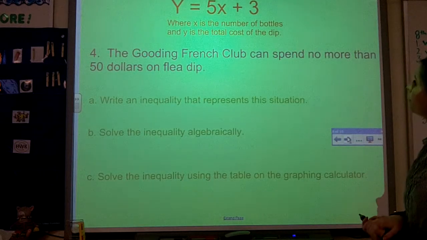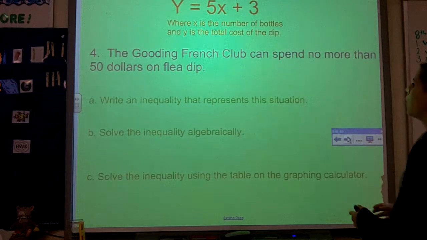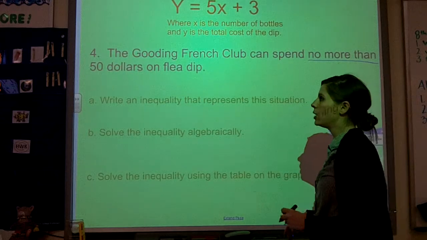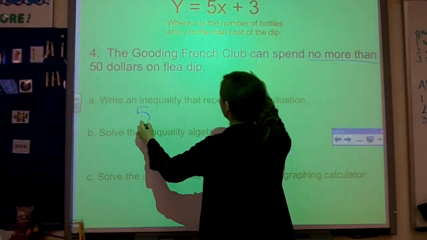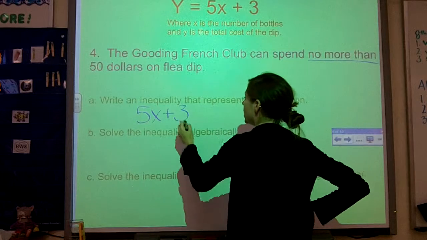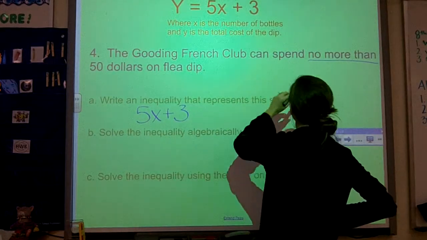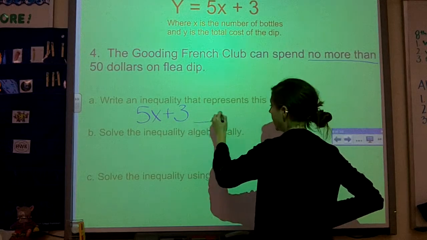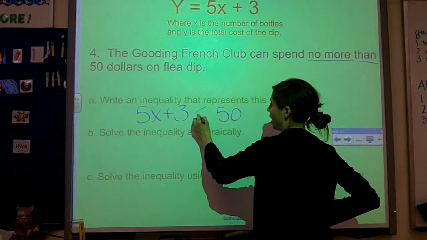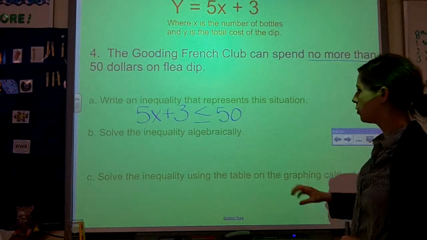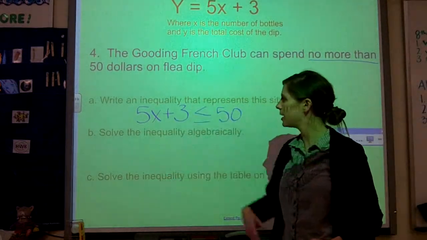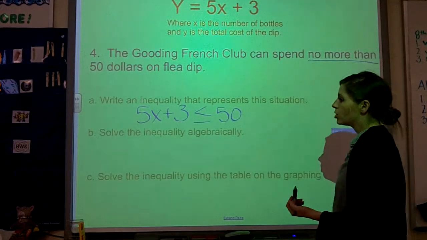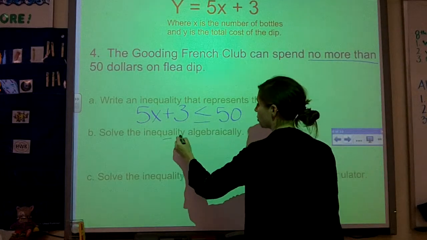All right, the Gooding French Club can spend no more than $50 on flea dip. So now we need to write an inequality. In this case, we're still going to use 5x plus 3. But now we know that the Gooding French Club cannot spend more than $50. But they can spend 50. But they can't spend more than that. So 50 is going to be greater than the amount they spend, or it's going to be equal to the amount they spend. We'll solve the inequality algebraically.